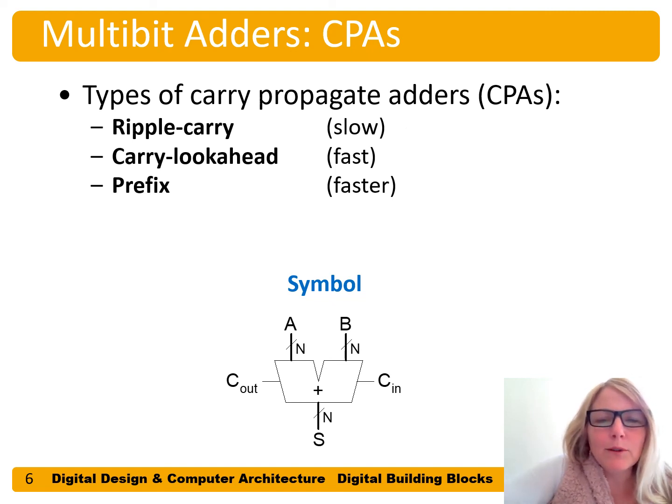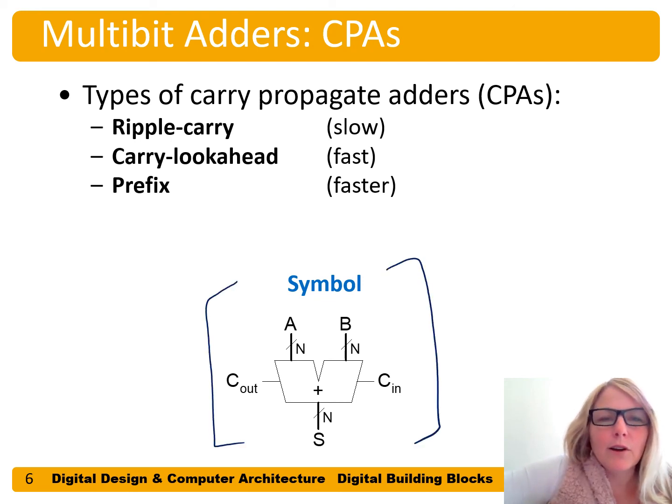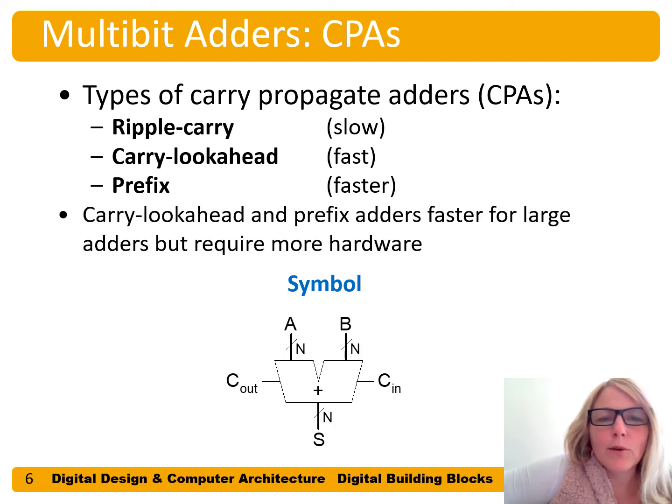And here we have a symbol of our carry propagate adders. Again, remember all of these are carry propagate adders. It looks very similar to our 1-bit full adder, but we just increase the bit width of our inputs A and B and our sum output. So again, carry look ahead and prefix adders are faster for large adders, for larger n, but they do require more hardware.